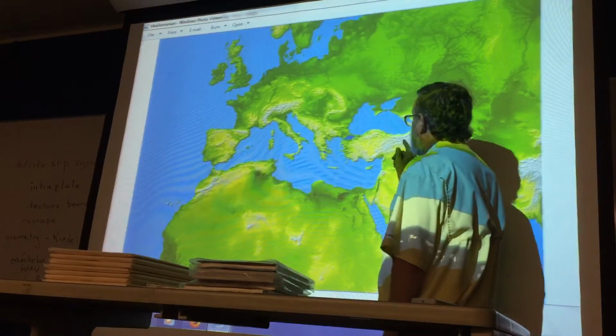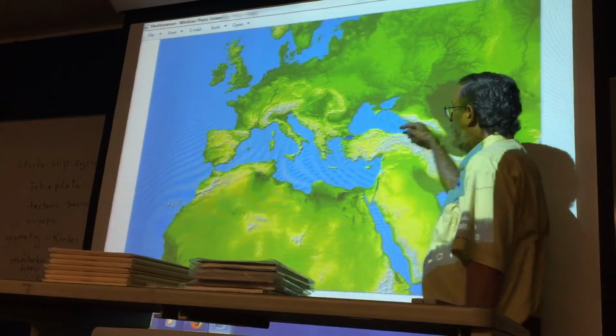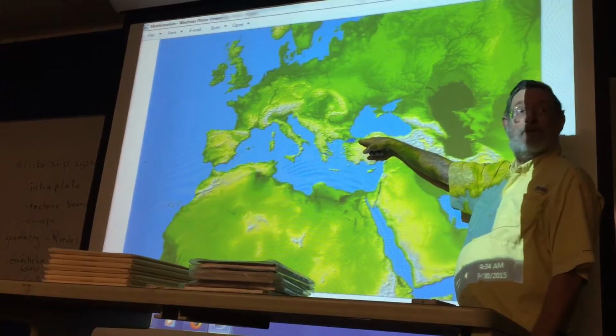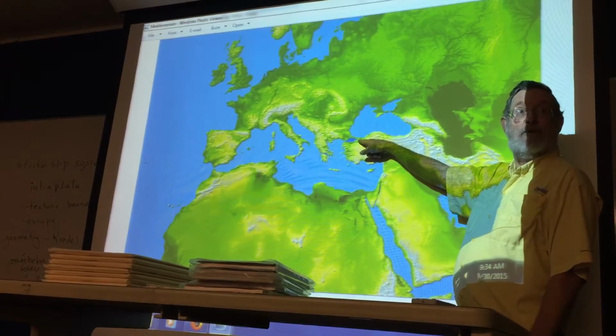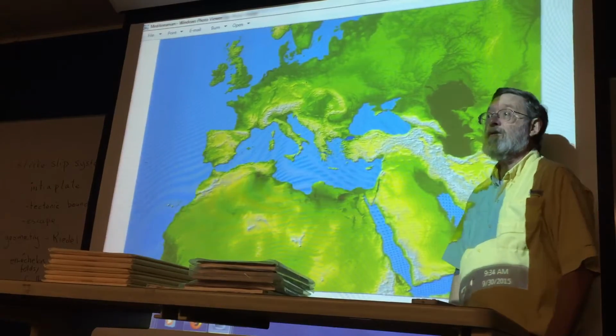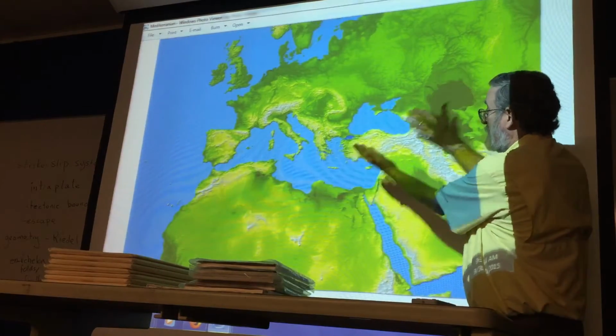What we see is this zone. Do you see this fault zone right there? In northern Turkey, that's the Anatolian Fault. Northern and southern Anatolian Fault. This was a collision.